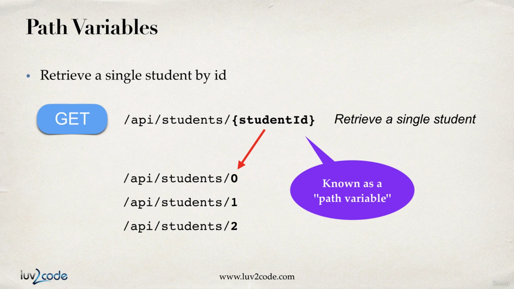So we could say /api/students/0, that'll give us the student with ID 0, 1, 2, and so on. So basically a way of parameterizing your path or the endpoint to actually accept data.